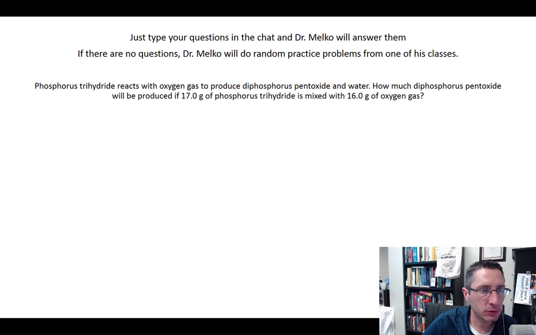All right, so here we have phosphorus trihydride reacting with oxygen gas to produce diphosphorus pentoxide and water. And then we're asked how much of the diphosphorus pentoxide will be produced if I have these two amounts of reactants. So you should be able to identify the type of problem, and you should know what the first step is. It's always to set up and balance the reaction. So I'll give you a few minutes to set up and balance the reaction and start to work through the limiting reactant.